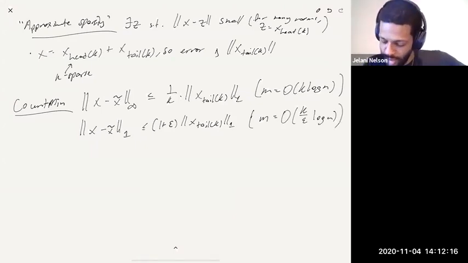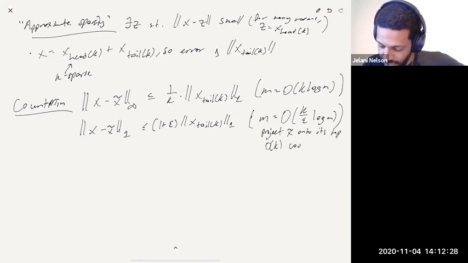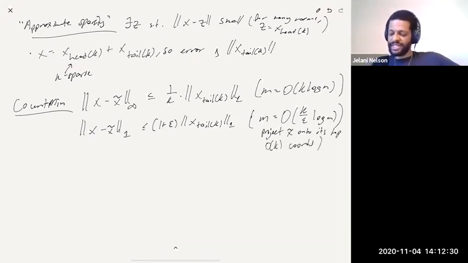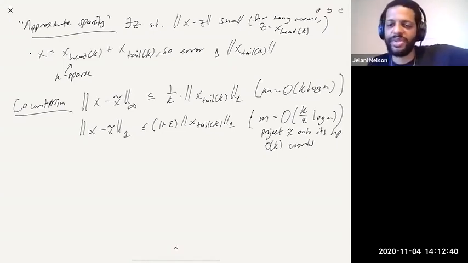So what you do is project x tilde onto its top O of k coordinates. Do exactly what I said: do Count-Min sketch, point query every coordinate. Now you have estimates of n coordinates. Just zero out all but the top k, or 2k or something, and you can prove that that will give you this L1 guarantee.